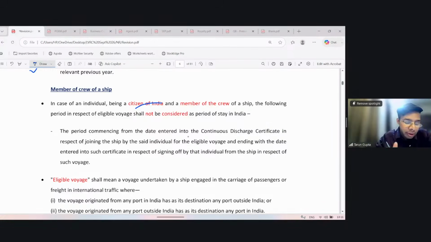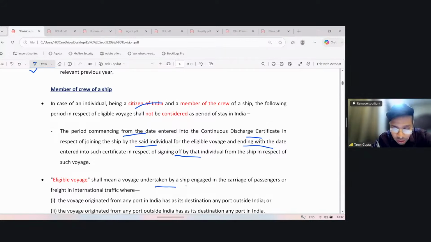The period commencing from the date entered into the continuous discharge certificate, CDC, in respect of joining the ship by the said individual for the eligible voyage, and ending with the date entered into such certificate in respect of signing off by that individual from the ship in respect of such voyage. Clear? The day he joined the ship, and the day he left the ship, the period between these 2 days shall be considered as stay outside India.